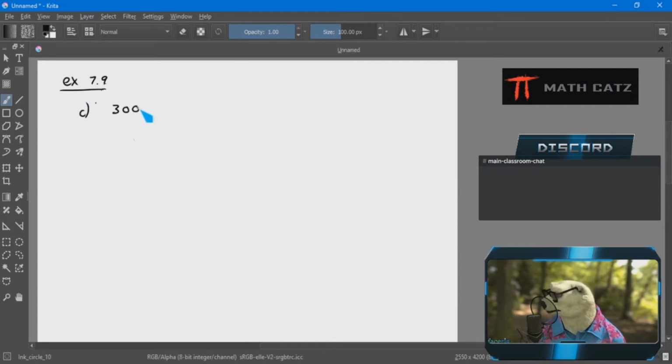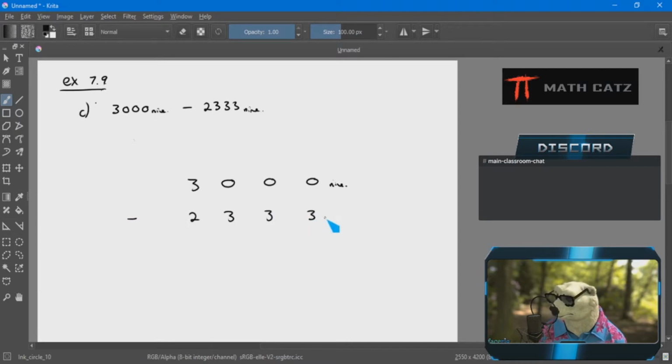So we are looking at C. It's 3000 base 9 minus 2333 base 9. So I am going to line it up, giving myself enough space to show the borrowing and the method happening. Line everything up nicely. And then I am ready. So now I start with the ones column. 0 take away 3, it's not going to work. I need to go borrow.